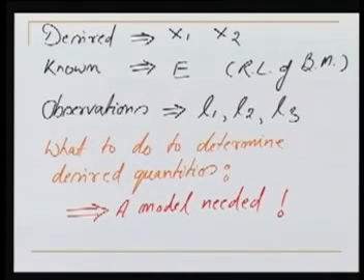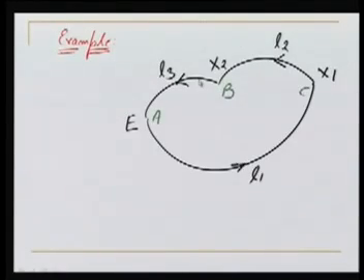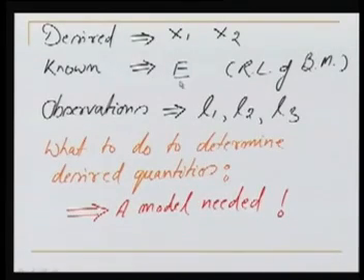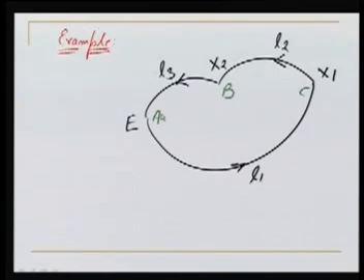Now here, as per our adjustment, X1 and X2 are the desired quantities. What is the meaning of that? We want to determine the RL of B, which is X2, and the RL of C, which is X1. These are the desired quantities. We know E. E is the RL of A.